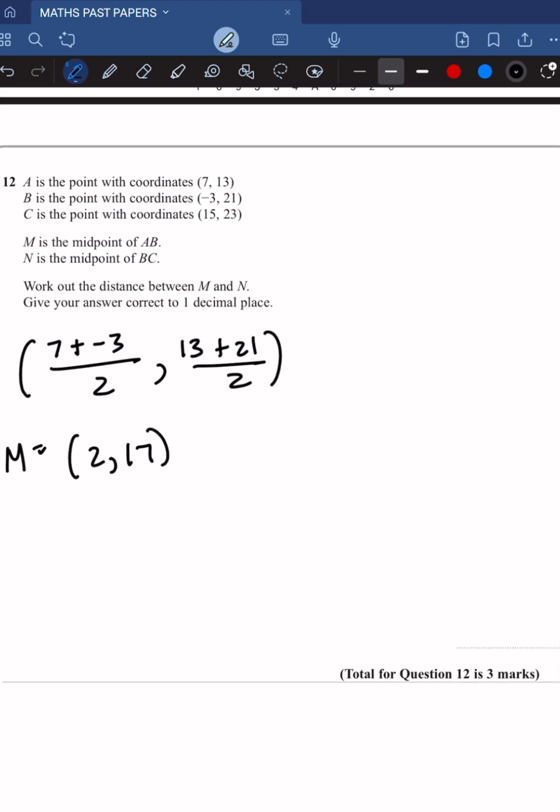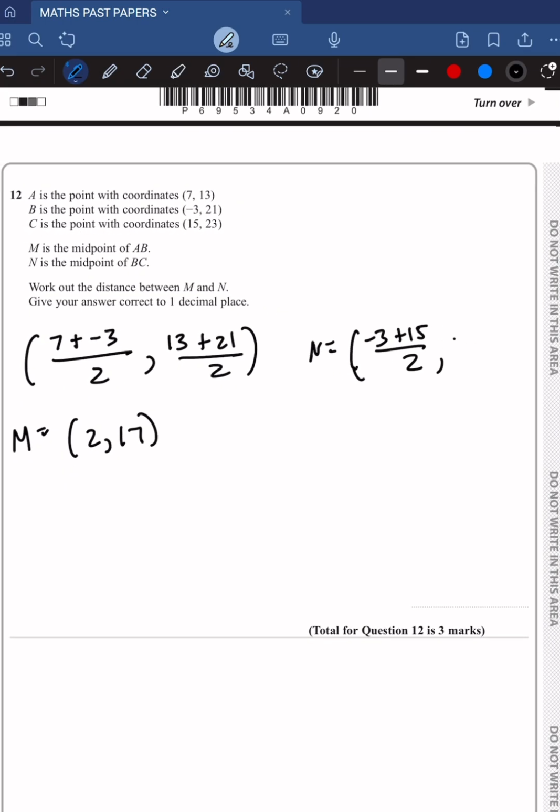So N, let's write that over here. N equals, well, B, so (-3 plus 15) over 2, comma, for BC, (21 plus 23) over 2. Now, what's that going to give us? That's going to give us 6, and 44 over 2, which is 22.